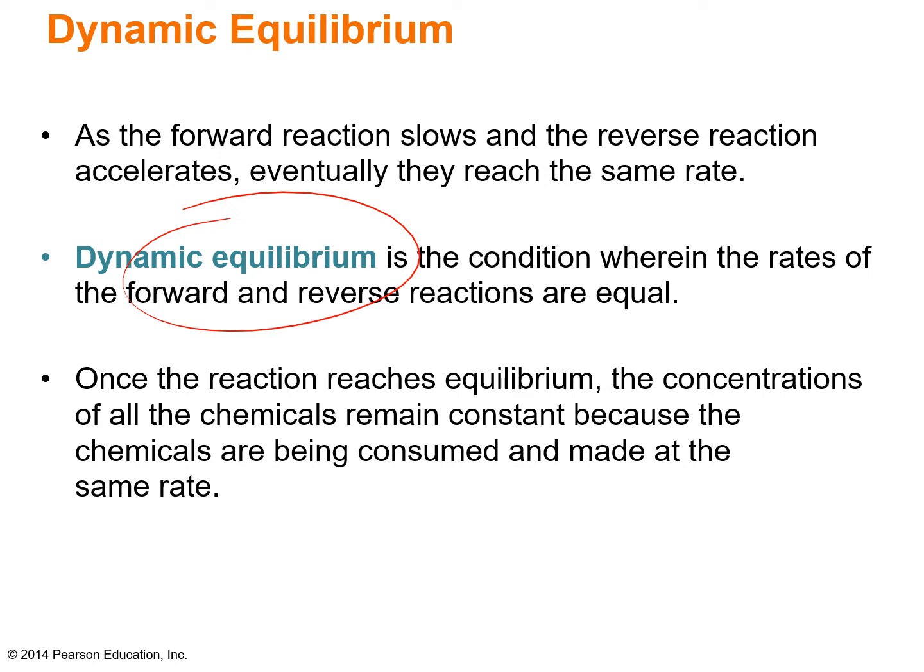Once the reaction reaches equilibrium, the concentrations of all chemicals remain constant because the chemicals are being consumed and made at the same rate. Notice, at equilibrium, we have chemicals still being consumed and still being made. The only thing that distinguishes this phase is that it remains constant. But notice there is still change. That's why we call it dynamic equilibrium.